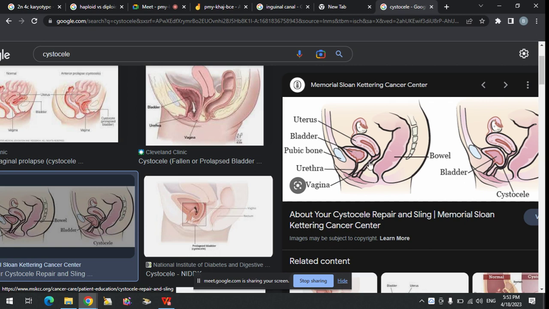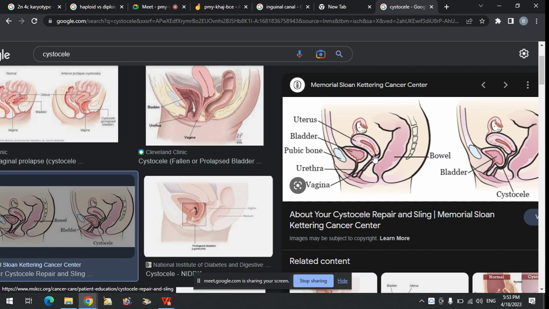It can even affect the vagina itself, causing sexual dysfunction. Now let's picture that the rectum, which is posterior, is prolapsing anteriorly into this vagina. That's your rectocele. So they will be having straining, constipation, and difficulty in passing stool because of that.